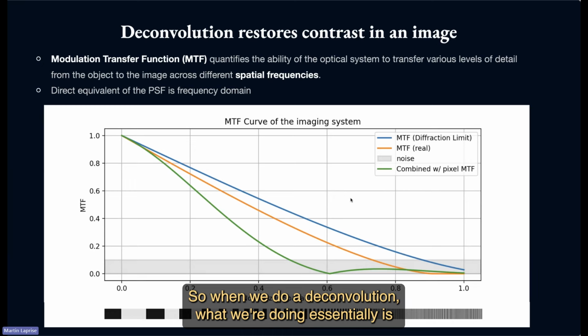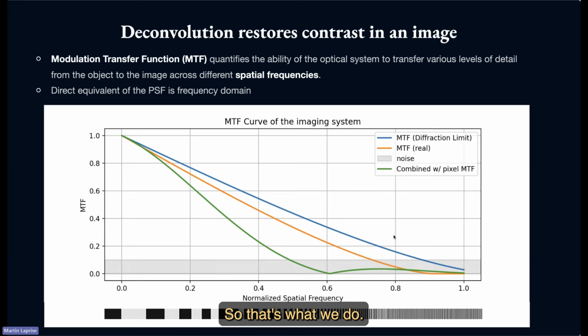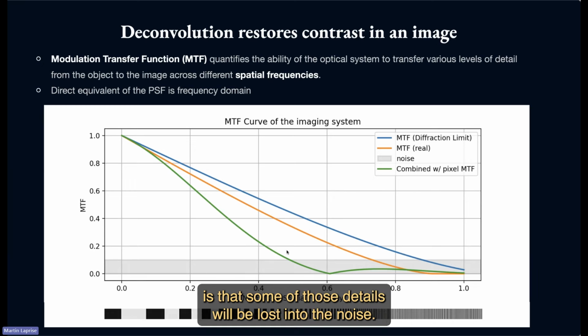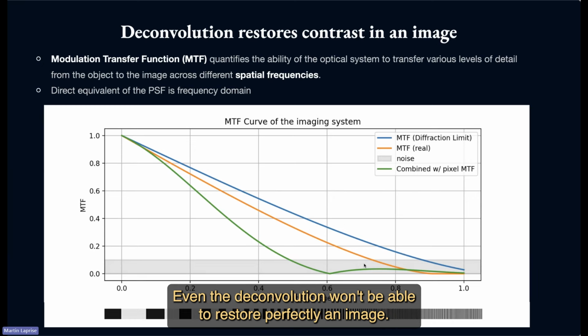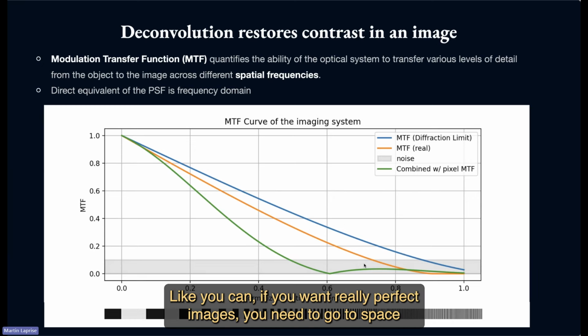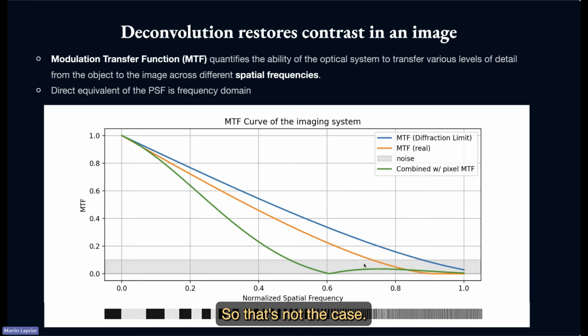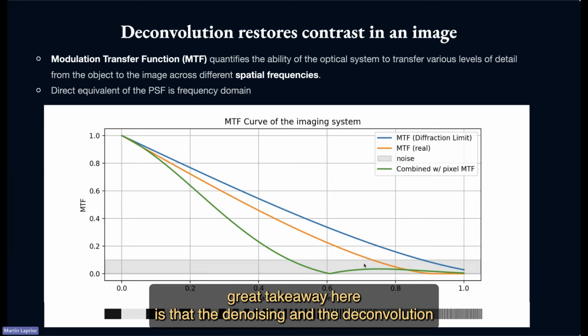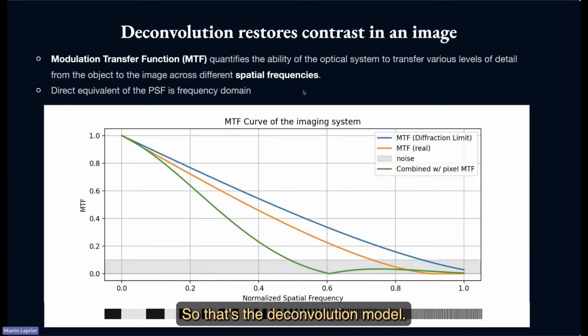So when we do a deconvolution, what we're essentially doing is increasing the contrast of those small details. Another takeaway from that image is that some of those details will be lost in the noise. Once the detail is below the noise floor, there's really nothing you can do about that. Even the deconvolution won't be able to restore an image perfectly. So that's why it's not magic. If you want really perfect images, you need to go to space, or have a sensor with infinite dynamic range, and that's not the case. But the takeaway is that the denoising and the deconvolution work together in order to increase the detail. So that's the deconvolution model.